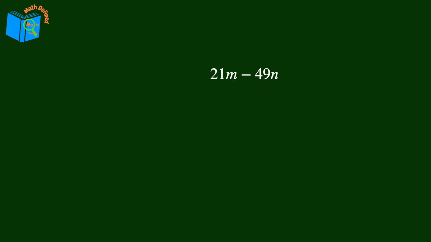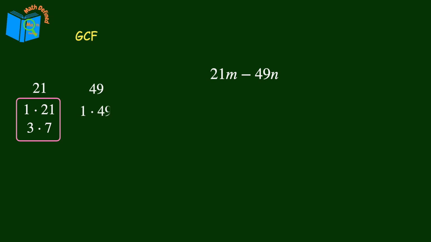Let's get into it. Let's begin with a more traditional method for factoring out the GCF. This method has you find the GCF of the terms first and then use division to factor the expression. We'll begin by finding all the factors for the coefficient 21. We know 1 times 21 is 21, and 3 times 7 is 21. We'll do the same for the coefficient 49. 1 times 49 is 49, and 7 times 7 is 49. Now we need to look for the greatest common shared factor between them, and we see that it is 7.